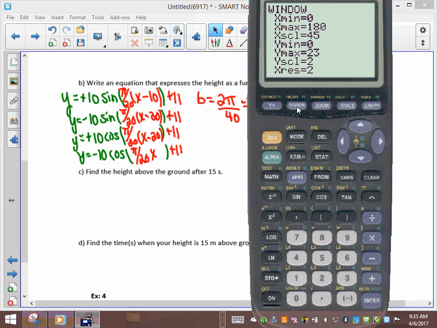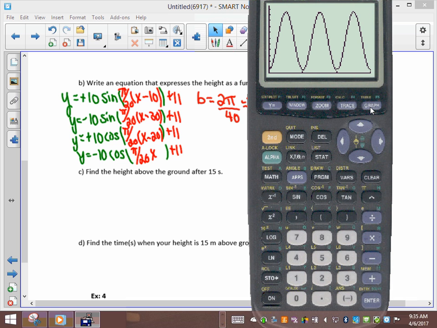Go to my window. It repeats every 40. So I'm going to make this be 120 now. That'll give me 3 revolutions. I'm going to make this be 40. My max height was 21, and so it'll still work. 0 and 23, right? And the first graph. Our other window actually would have worked just fine. And now we can answer any questions it has.